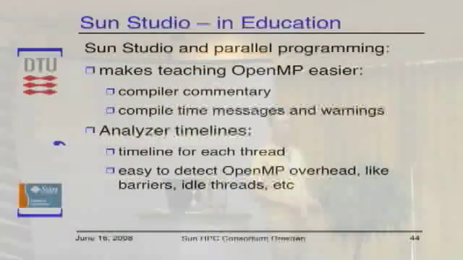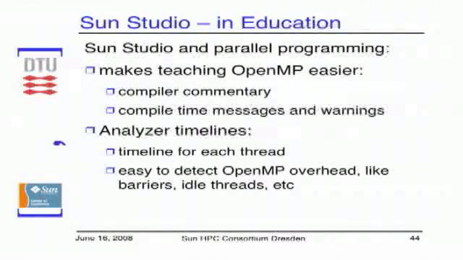Another topic of the course is OpenMP programming. Here again, the compiler commentary is very useful because you can see what the compiler does, how it outlines the different parts of your code into functions and how it interprets the OpenMP you put into your code. Now there's another thing, the analyzer timelines. You get a timeline for each thread. You can see if you have threads waiting on each other, if you have barriers and where you lose your time. In the second part of my talk, I have some examples where you can see how this looks like.